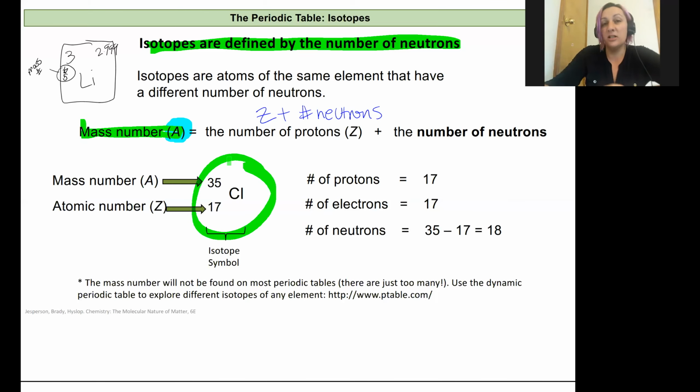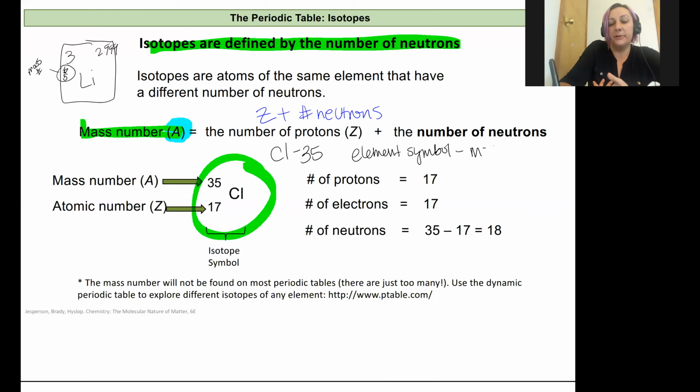And so here, this is chlorine-35. And you can see this written, especially in medical settings, as chlorine-35, which is always going to be the element symbol followed by the mass number, because you can look up the atomic number on the periodic table. So just knowing the element will give you the information you need to know what the atomic number is. So we can abbreviate it even more.